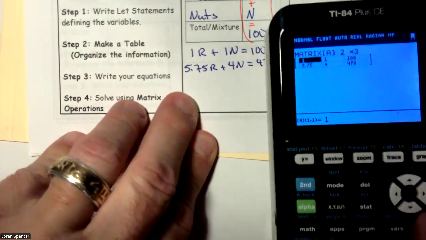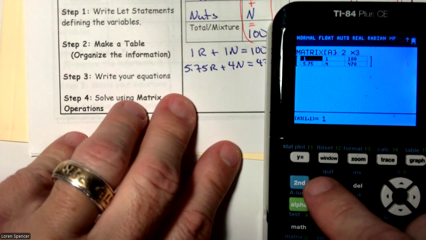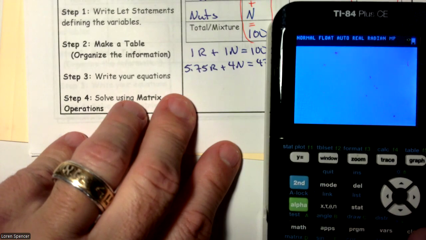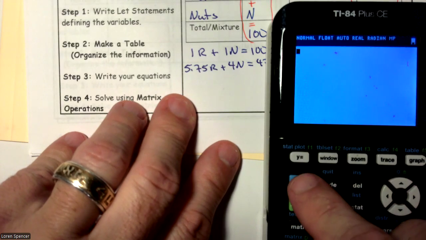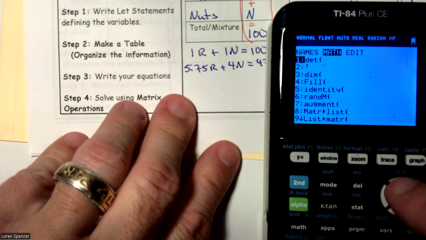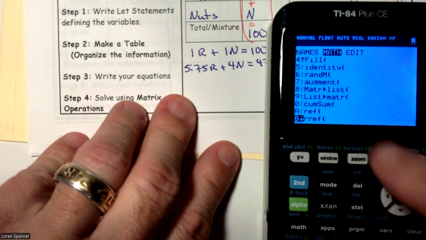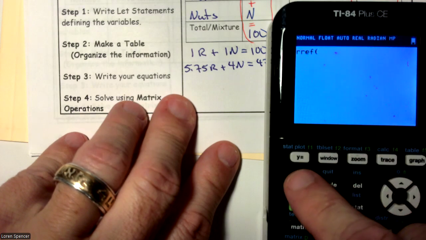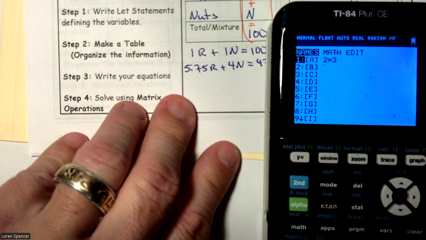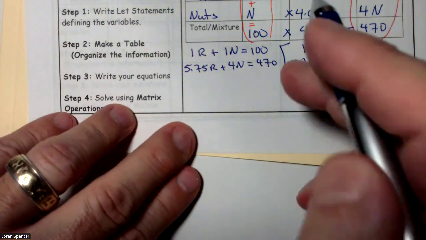Now that I've entered that data, I need to leave the matrix, which means I press blue mode. Unfortunately, I have to go back to the matrix. So blue matrix, but this time we're going to math. And we're going to scroll all the way down to letter B. And we get to RREF. We press enter. We press blue matrix. And we press enter twice. And we get 40 and 60.